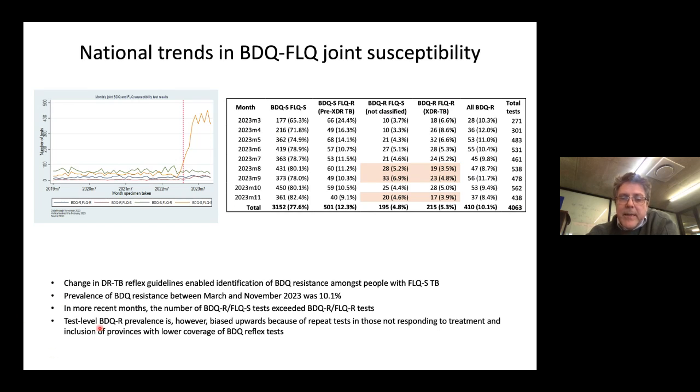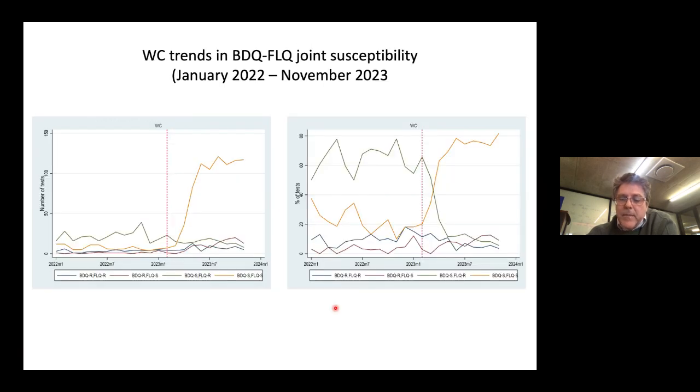So in order to deal with this last issue, where test level data is certainly going to overestimate bedaquiline resistance, I'll come to it just now. Sorry, I've got a slide I wasn't expecting.